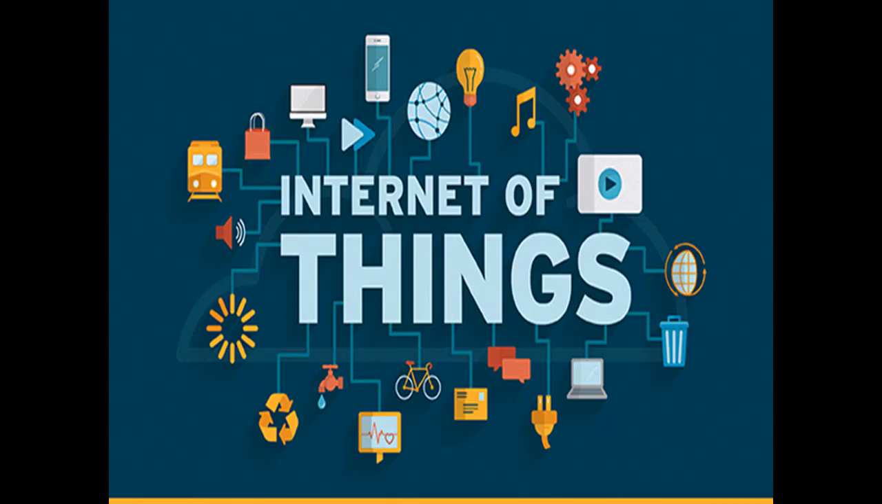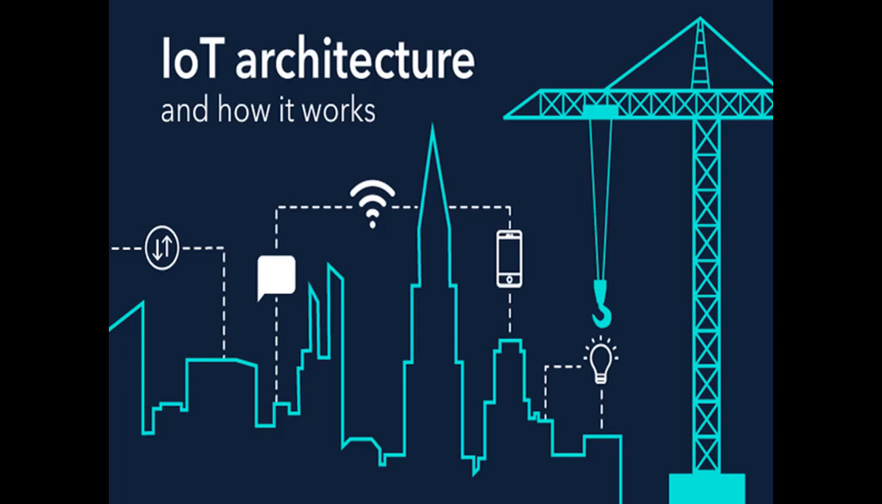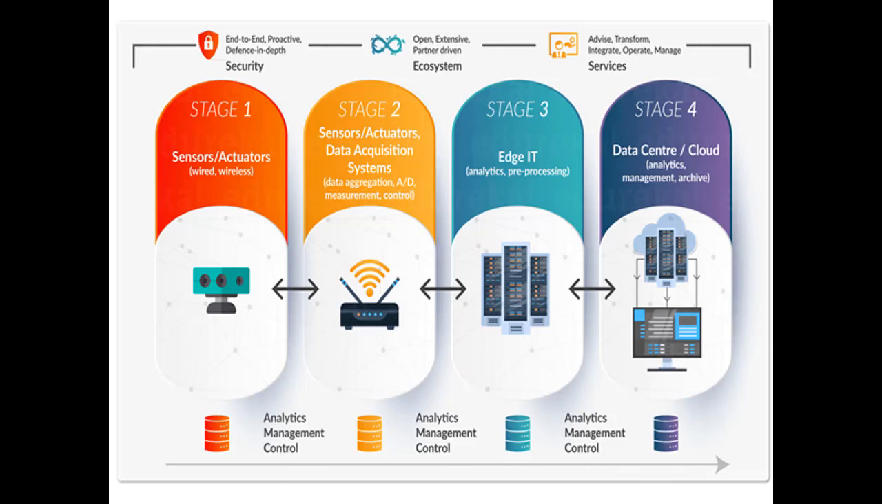So I think we are clear on why we need IoT. How does it work? IoT architecture. This IoT architecture contains four stages: one, sensors and actuators; second, data acquisition systems; third, edge IoT; fourth, data center or cloud management. So now let's see each and everything briefly.